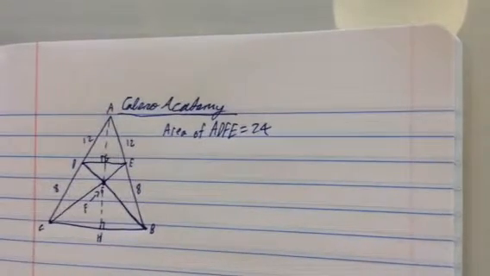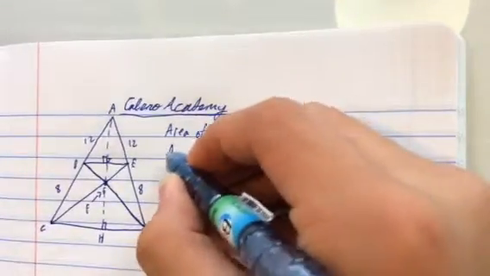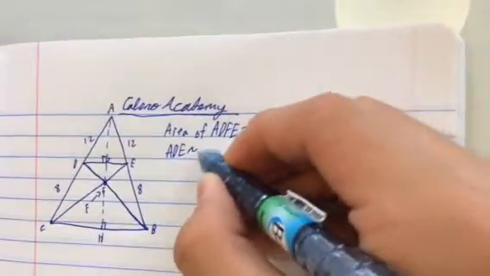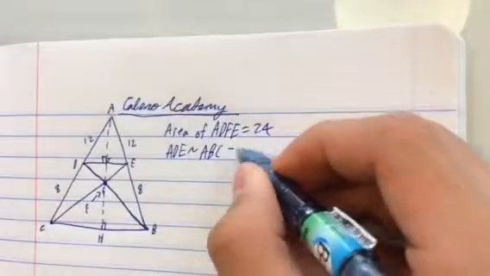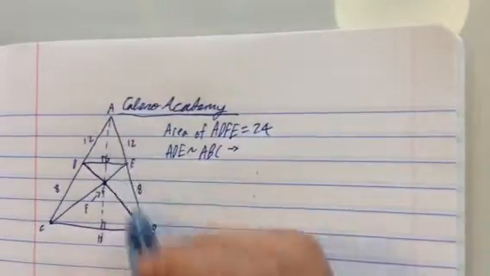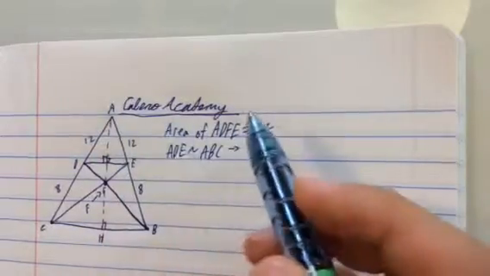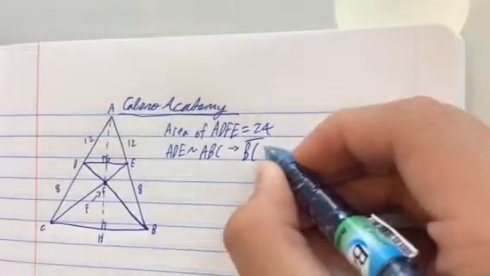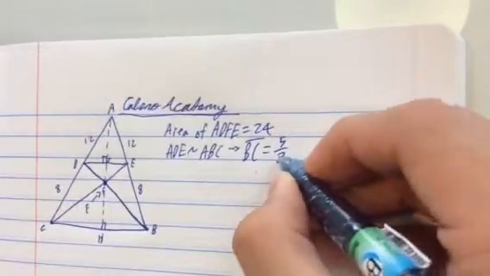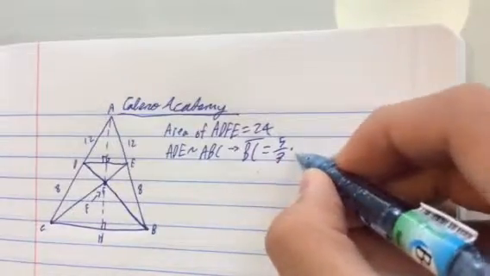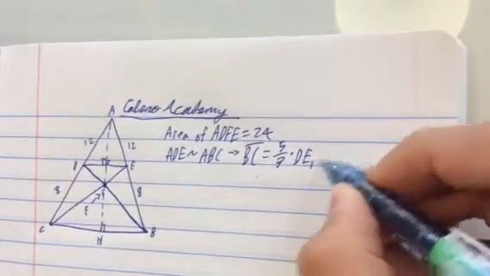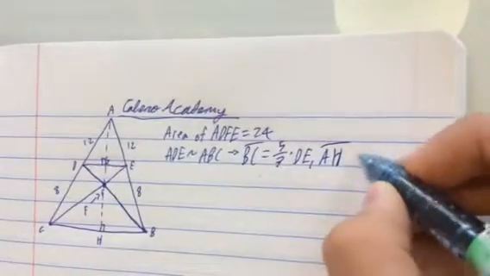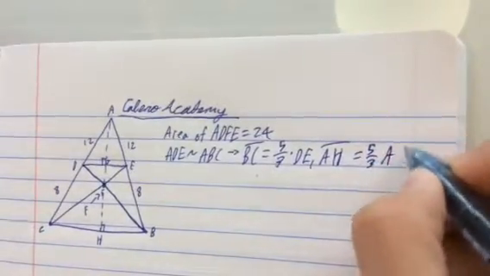Okay, so continuing on with the question. First, let's notice that the triangle ADE is similar to triangle ABC. And also that the ratio between any two sides is 20 on 12, or 5 on 3. So, therefore, BC will be equal to 5/3 times DE, and that AH will equal 5/3 times AG.